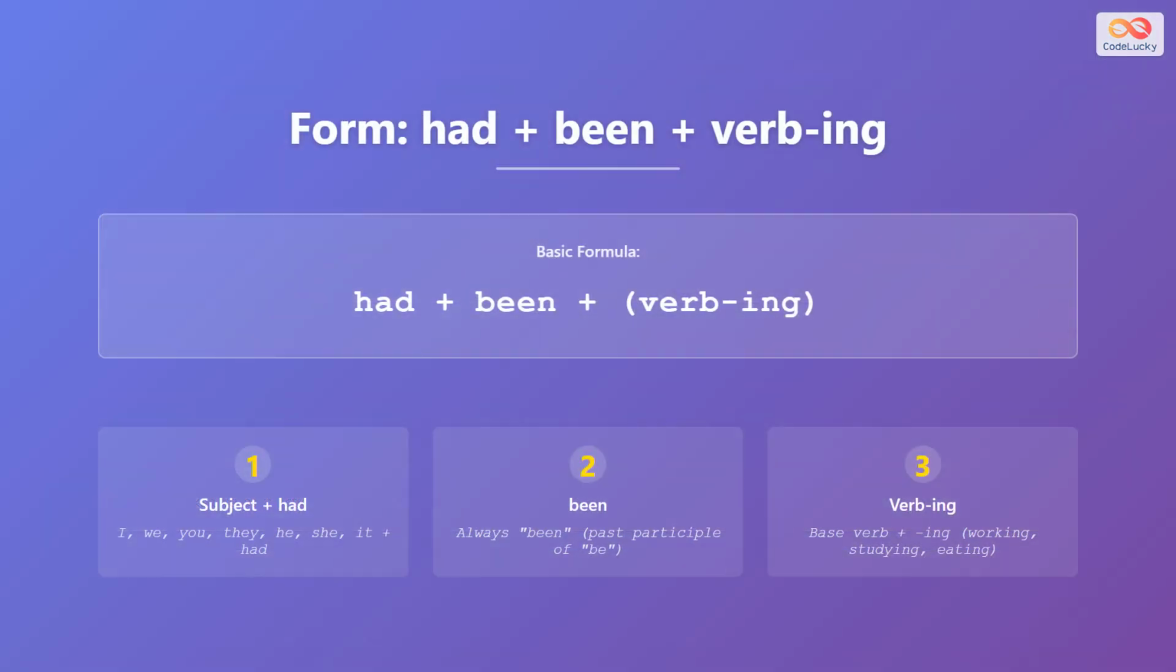The structure of past perfect continuous is simple but important. First, you use the subject with the word had. Second, you add been. Third, you add the verb with ing at the end. For example, I had been working, he had been studying, they had been playing. This structure never changes, regardless of the subject.